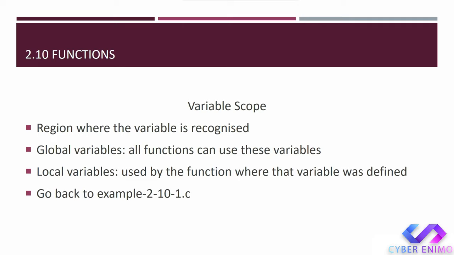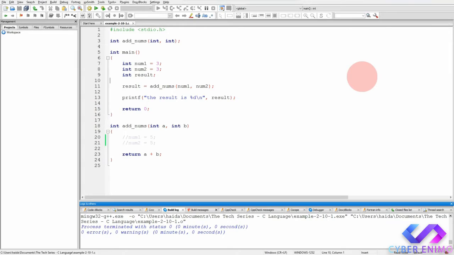Let's go back to our example in Code::Blocks. Let's go to lines 20 and 21, and let's include the commented out code by removing the double slash from each line. On those two lines, we are trying to assign the value 5 to num1 and num2. Num1 and num2 were declared in the function main. If we try to compile this code, we should expect an error.